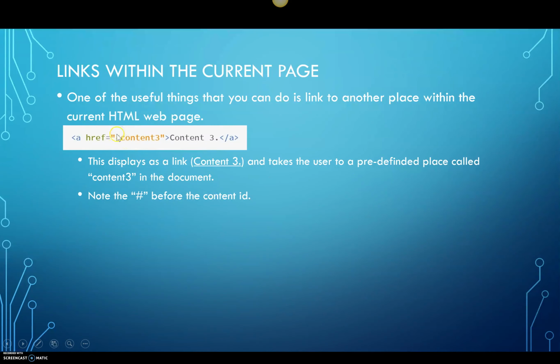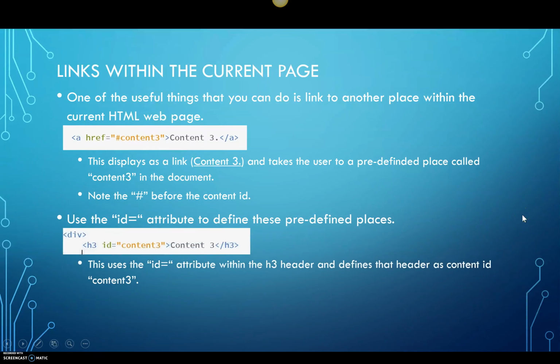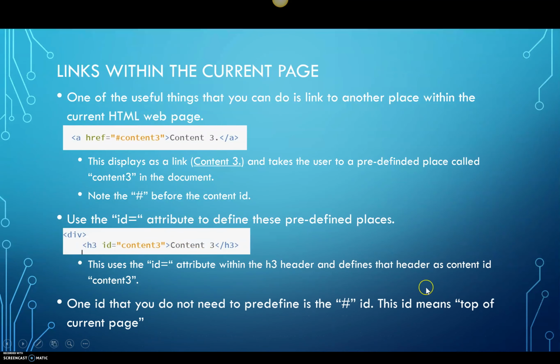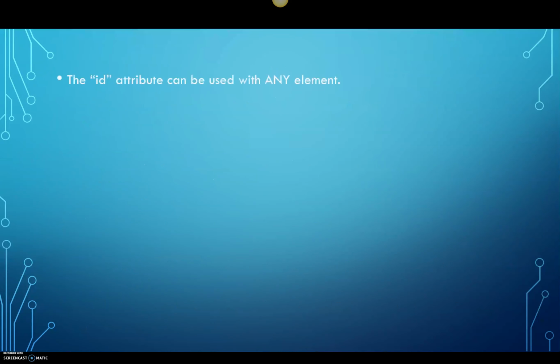Note that this hashtag, or pound symbol, whatever you want to call it, is telling the server that this is a predefined ID that you're about ready to take and want to take the user to. You use the ID attribute to define these predefined places. And here's an example of using the ID attribute in the h3 tag to define the predefined ID of content3. Notice there's no hashtag here when you're defining it. One ID you don't have to predefine is the pound ID, or the hashtag itself ID. This means the top of the current page.